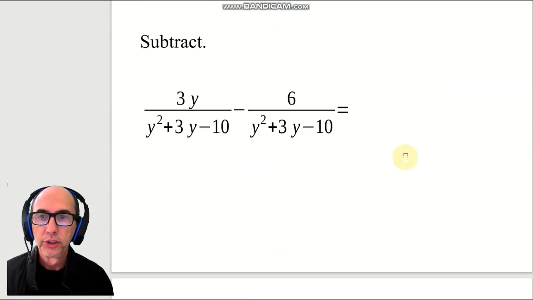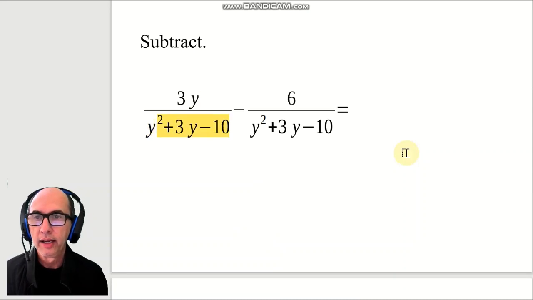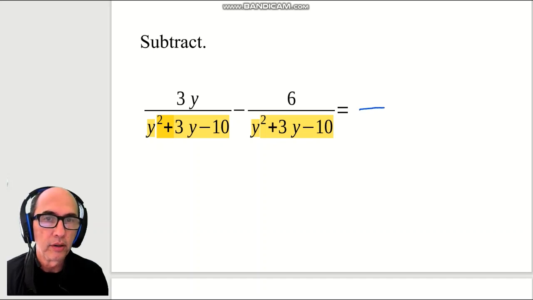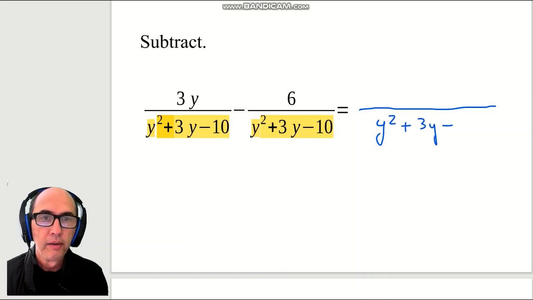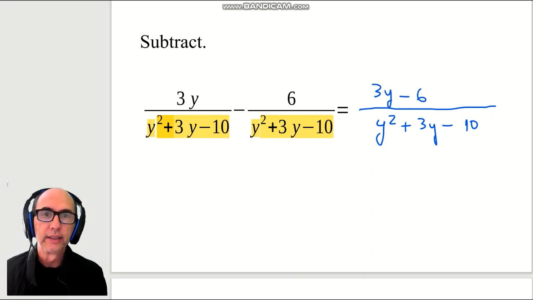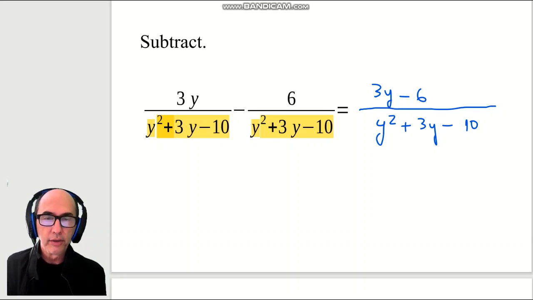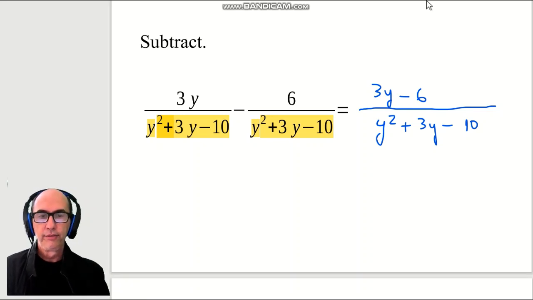Okay. Subtract. Again, this is going to be kind of interesting, because look, the denominator is y squared plus 3y minus 10. The numerator, 3y minus 6. Okay, that's the answer, not the final answer. To simplify, we have to factor out everything possible on the top. We have to factor out everything that's possible on the bottom, and find factors that we can simplify, canceling out.